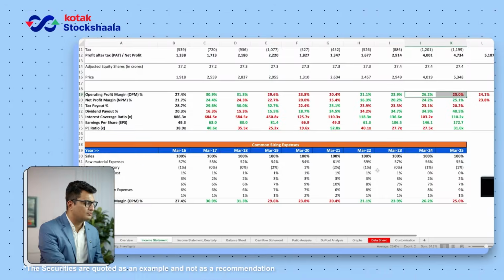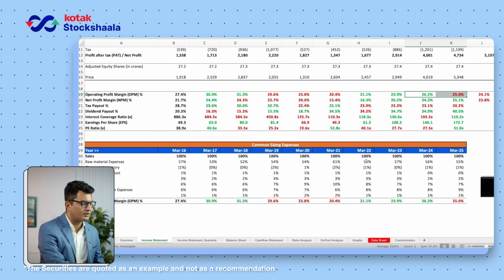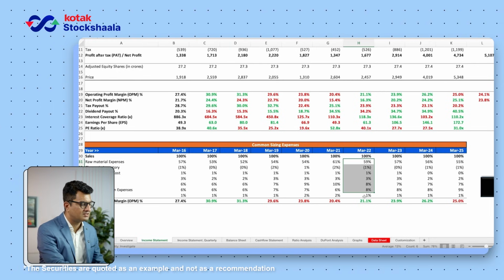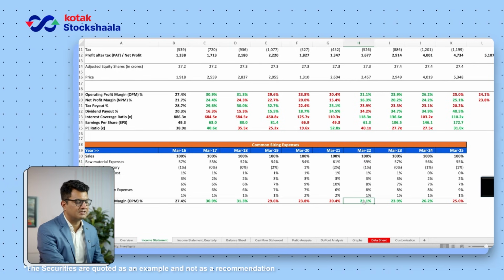Apart from that, it gives you the breakdown of what are the different costs involved and how much is the hit on the overall margin, and it will calculate the operating margin also.